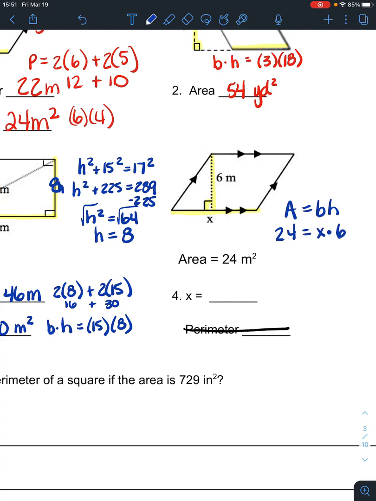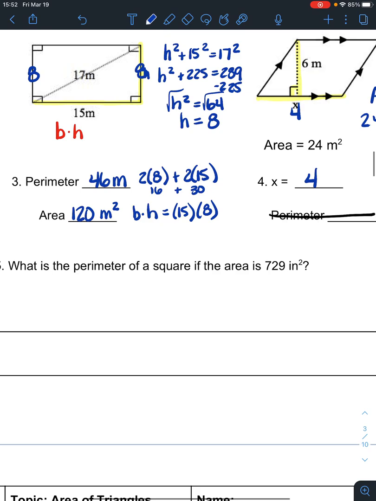Well, if that bothers you, if you don't like x times 6, then rewrite it so that it looks like what you're familiar with, 6x. Divide both sides by 6, and we find out that our x, or our base, is 4. And you can also think about, okay, if it's base times height, then 6 times what is 24? Okay, some of you who can do the math or do the logic that way would understand it, okay?